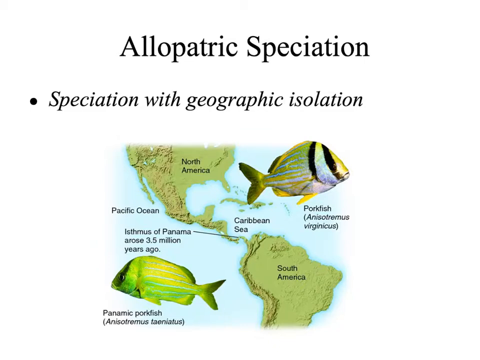One example is shown here. The Isthmus of Panama has divided many groups of organisms in the Caribbean Sea and the Pacific Ocean. Because of the geographic isolation, these animals and plants have also been reproductively isolated, and natural selection has worked on them differently, providing us with different species.